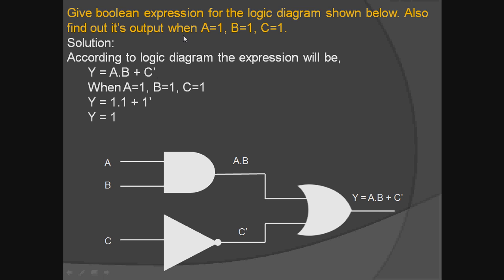So now when a equals 1, b equals 1, and c equals 1, you insert the values. So y equals 1 dot 1 plus 1 complement. 1 complement is 0 only. So here you get y equals 1. So the output of that will be 1. All right.